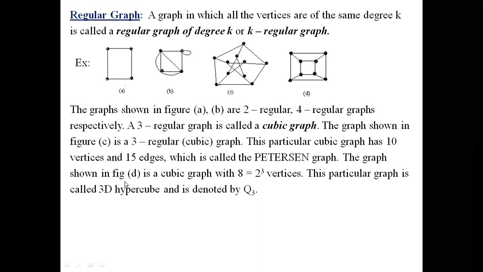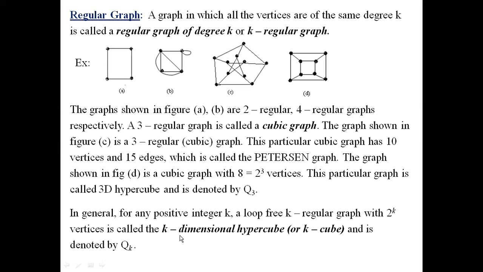The graph shown in figure D is a cubic graph with 8 vertices, wherein the 8 can be written as 2 cube. And this particular graph is called the 3D hypercube and is denoted by Q3. It has degree 3 and can be represented as 2 cube, which is equal to 8 vertices. And the graph D is known as the 3D hypercube, denoted by Q3.